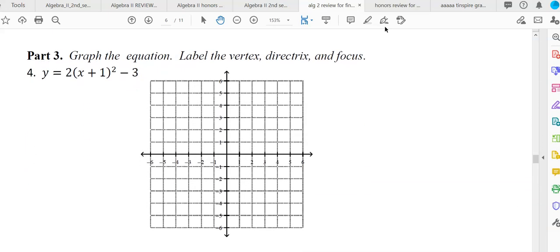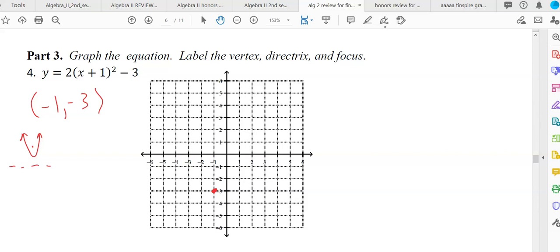I have a vertex, directrix, and focus. Okay, so this one we might need to know the directrix. The vertex is going to be at (−1, −3). It's definitely opening up, positive, so it's a y equals graph. So I'm thinking the focus is going to be inside, and the directrix is going to be out there. I need to find that distance c.